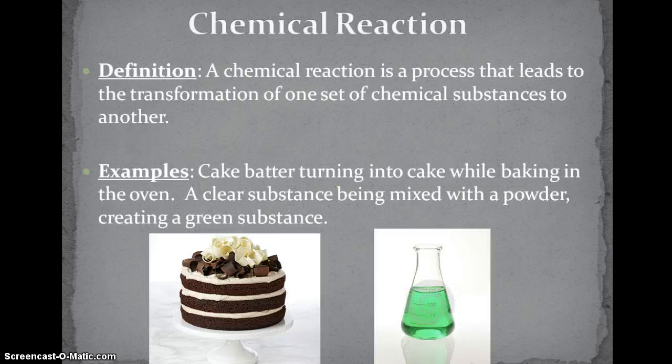A chemical reaction is a process that leads to the transformation of one set of chemical substances to another. Example, cake batter turning into a cake while baking in the oven. Another example is a clear substance being mixed with a powder, creating a green substance. We talked about these in the beginning of the year. They're the same as a chemical change.